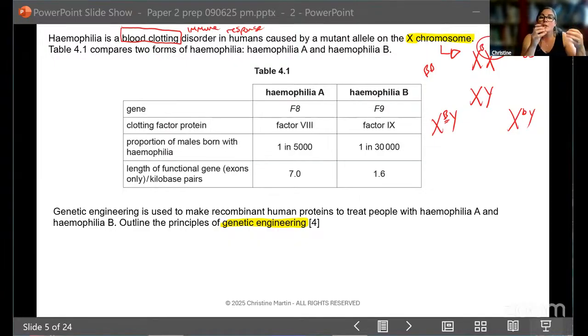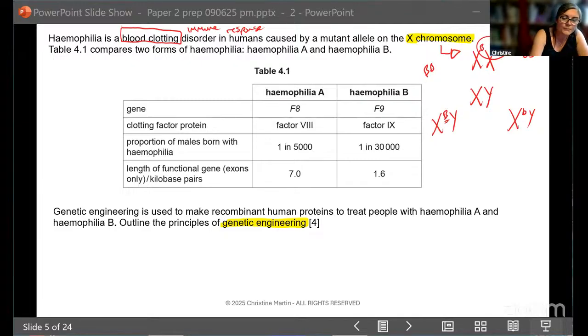Do you know that if we're genetically engineering something, we are therefore taking DNA? So many people said nothing came up about DNA in paper one. Well, I feel like it's coming up in paper two. If we take the DNA from one organism and we are going to insert it into another organism, how are we going to do that? How exactly are we going to take the DNA from one and insert it into another? Do you know the principles?